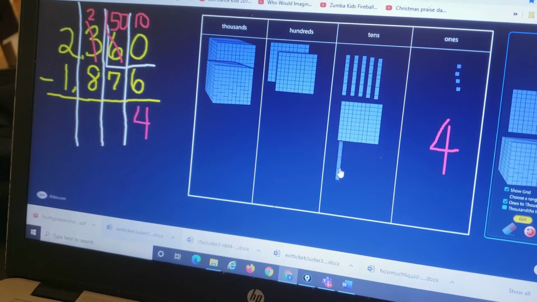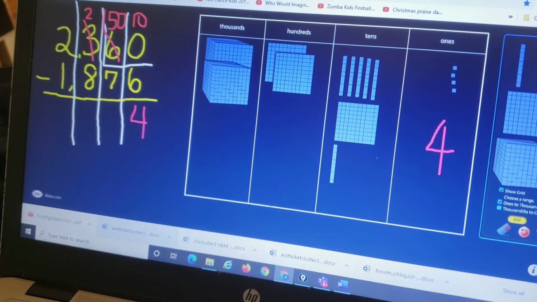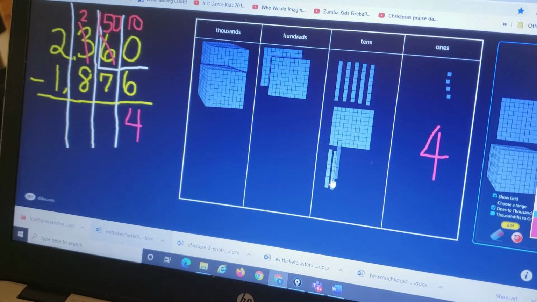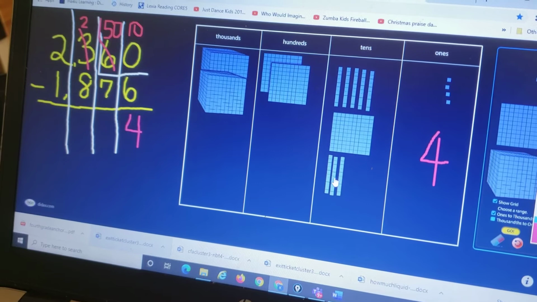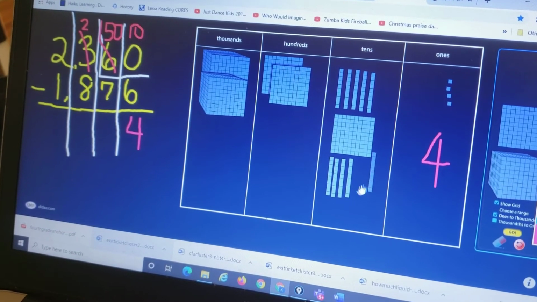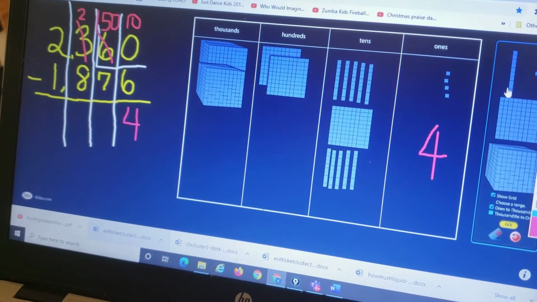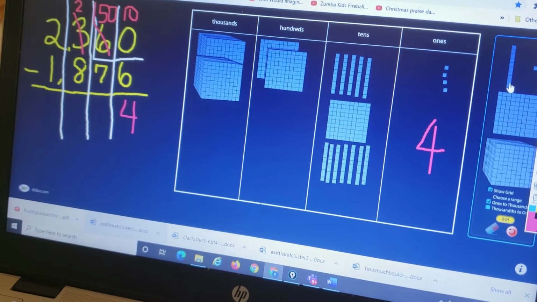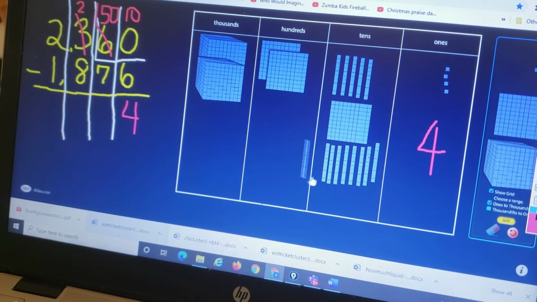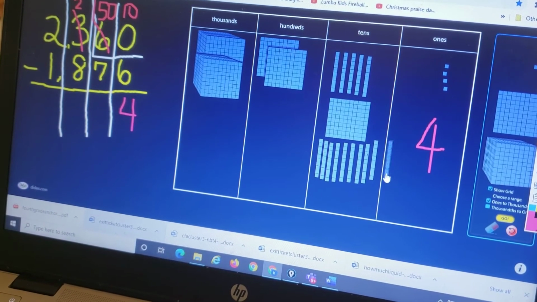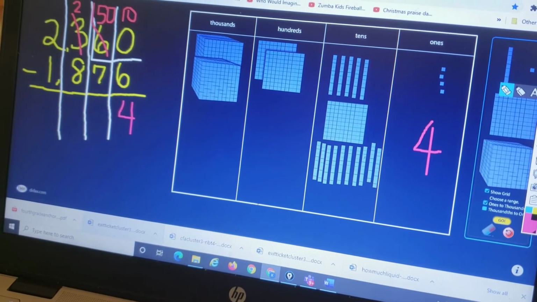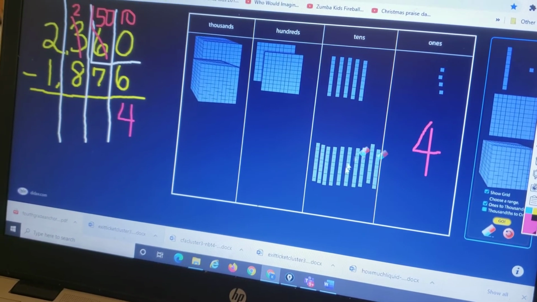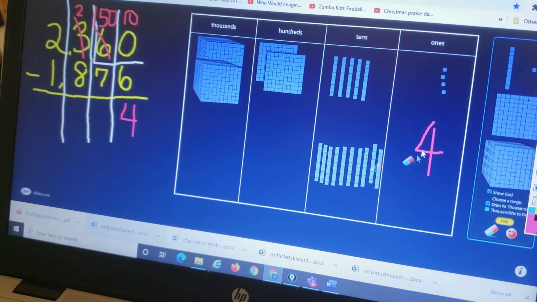So I need to get 10. 10 times 10 is 100. So that's 10, 20, 30, 40, 50, 60, 70, 80, 90, 100. Okay? So now that we've broken that apart, we're going to get rid of that 100. Just so you can see, that's what we're exchanging. Okay, we got our 100. Okay, now it's 150.